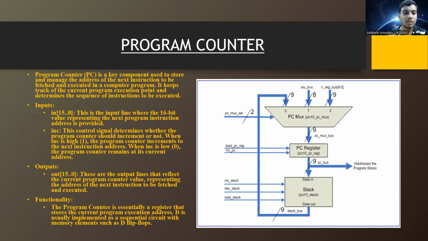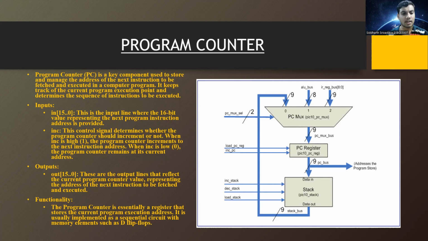In inputs, we have the input line where the 16-bit value representing the next program instruction's address is provided. And increment, this control signal determines whether the program counter should be incremented or not. When increment is high, the program counter increments to the next instruction address. When increment is low, the program counter remains at its current address. And on the output side, these are the output lines that reflect the current program counter value, representing the address of the next instruction to be fetched and executed.